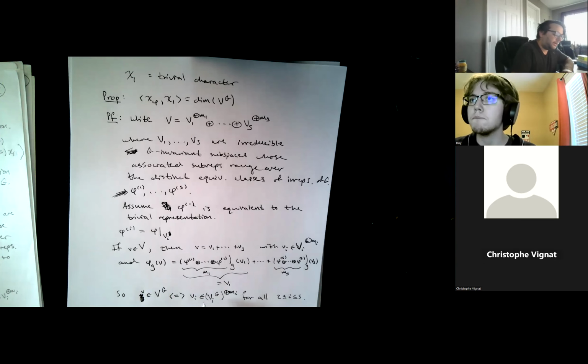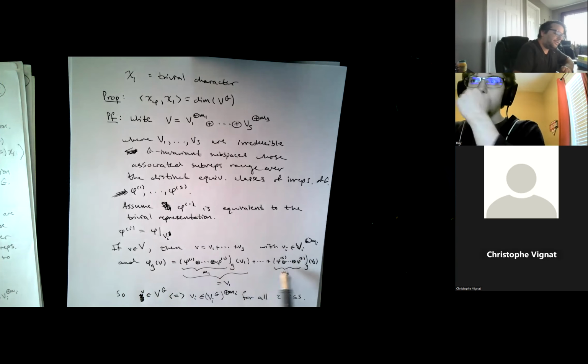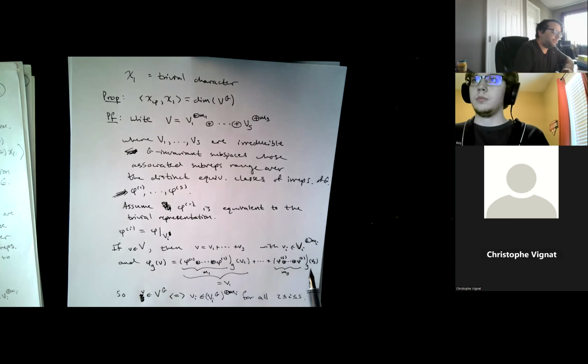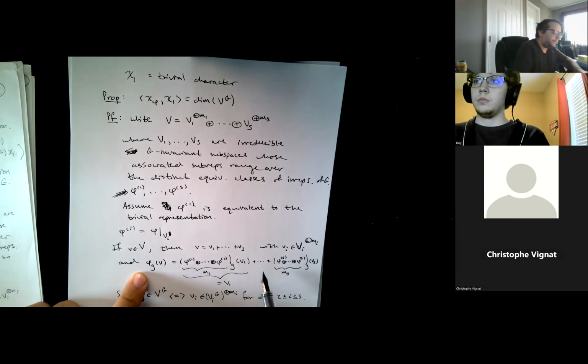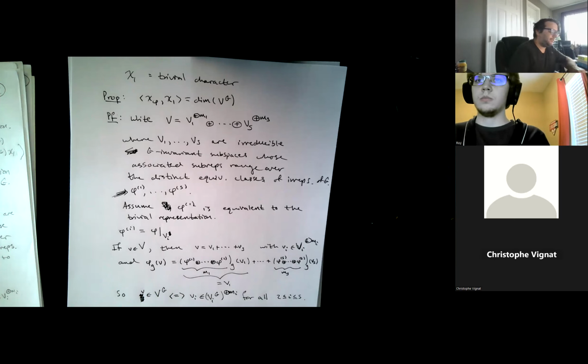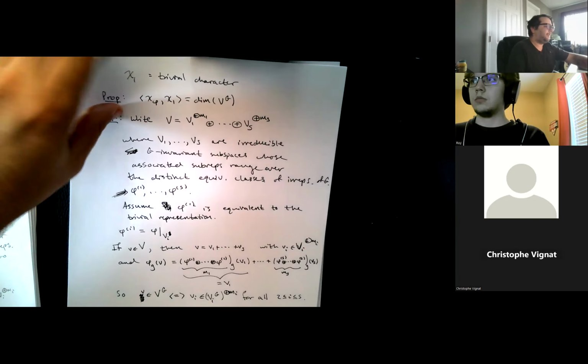So if each vi is in the fixed subspace, then the representations will act trivially on that vi, right? And so we'll be left with the sum of v1 through vs. And that's just v. When that's the case, that means phi g on v is equal to v, and so v is in the fixed subspace. Conversely, if v is in the fixed subspace, then we can show that vi must be in the individual fixed subspaces. I don't immediately see that actually. Okay, I want to get to some other things, so I'm going to take that for granted for now.